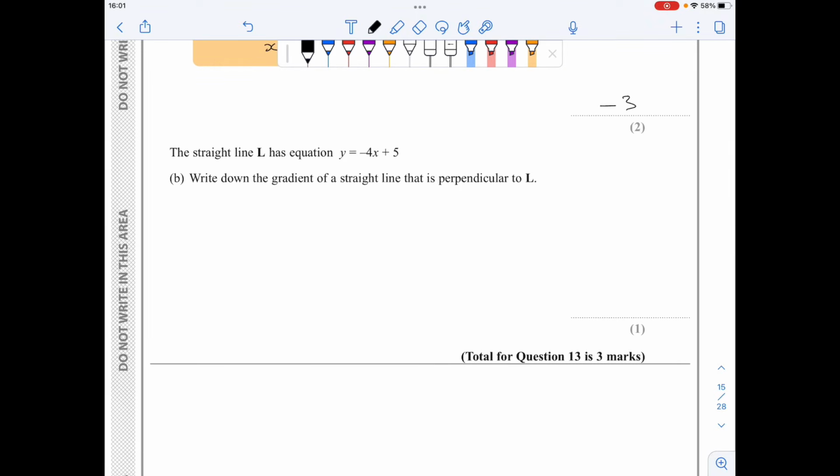Then in part B, the gradient of line L is equal to minus 4. So to find the line that is perpendicular to L, I will flip this. So instead of 4 over 1, I get 1 over 4, and instead of a minus, I get a plus.